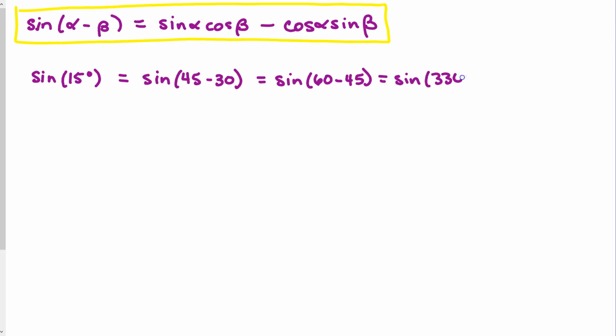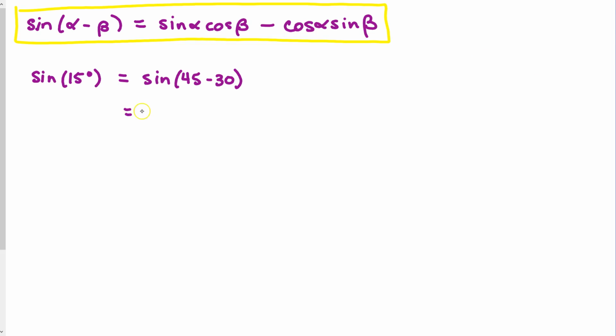The point I want to make is there are lots of different combinations that you could use that subtract to give you 15 degrees. Always choose two angles that you know how to find exact values for, like 330, 315, 60, 45, 30, etc. I didn't list all the possibilities. There are lots and lots and lots. And it will give you the same answer every time if you do it right. So I'm just going to do the first one, because why not? It's the easiest one. Sine of 45 minus 30.